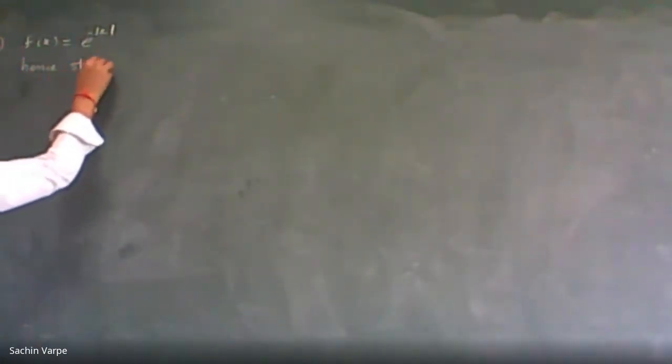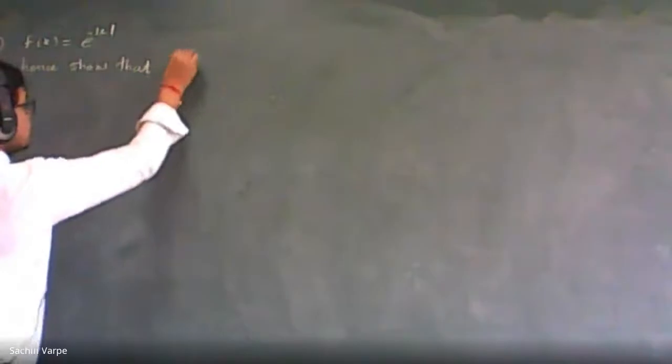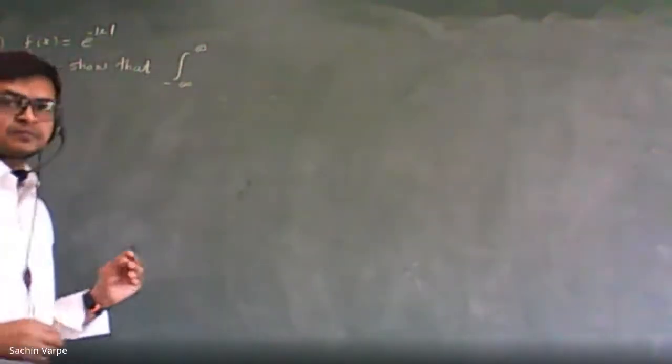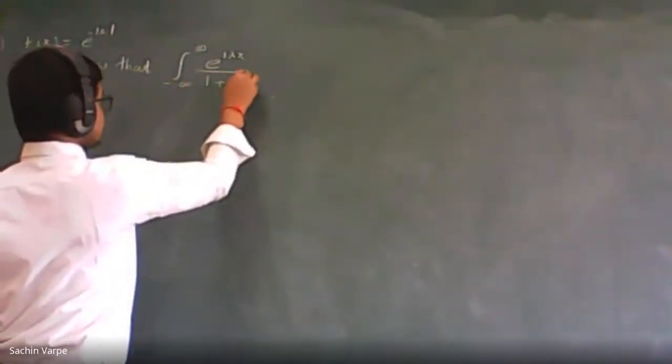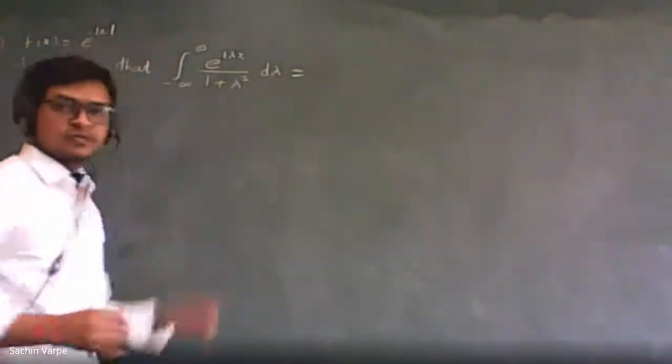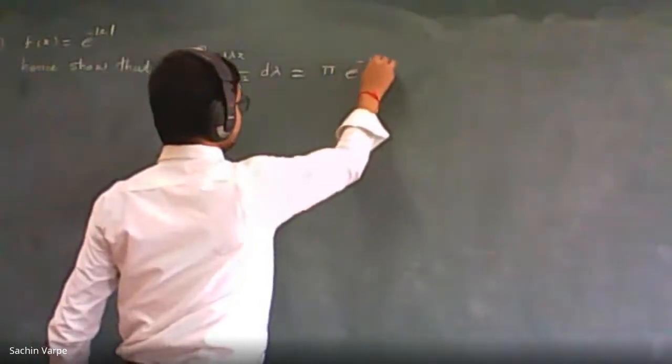So find the Fourier transform of the function e raised to minus mod x, and hence show that the integral from minus infinity to infinity of e to the power i lambda x upon 1 plus lambda square d lambda is equal to pi into e raised to minus mod x.